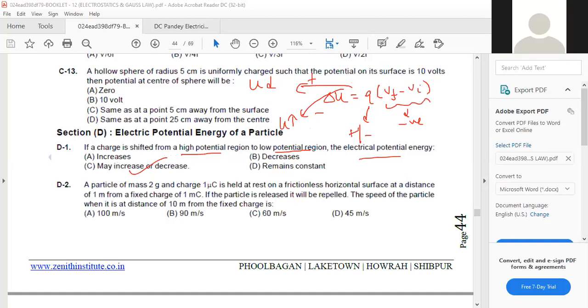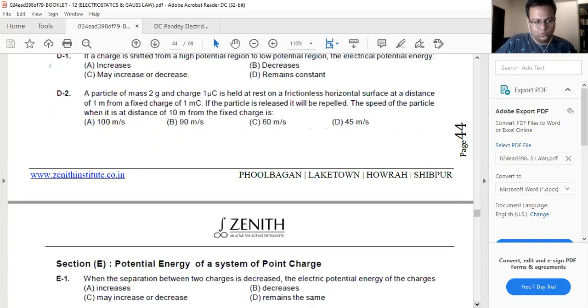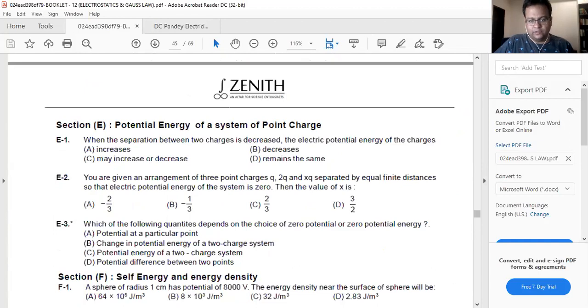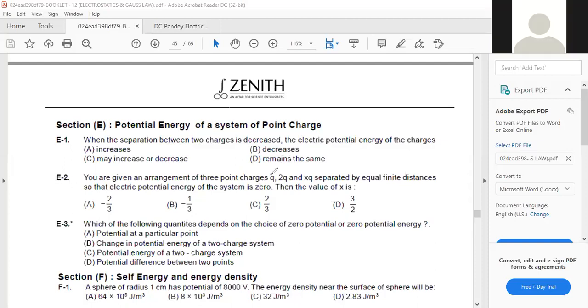E3 sir. Okay. Along with D, D2, E, E3, E2 also. E2. Yes, sir. Was there maybe some printing error in E2? Anyone who solved it? No sir, the answer was coming.